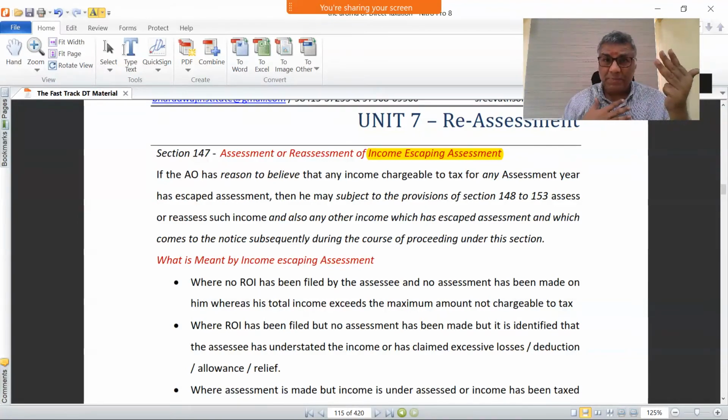A survey is being conducted in my business house. Survey means it's a process where the survey officer has found out that I am not maintaining stock records properly, that I am not valuing my stock properly. He intimates to the assessing officer, look, this fellow has not properly maintained, based upon survey, based upon transfer pricing regulations.